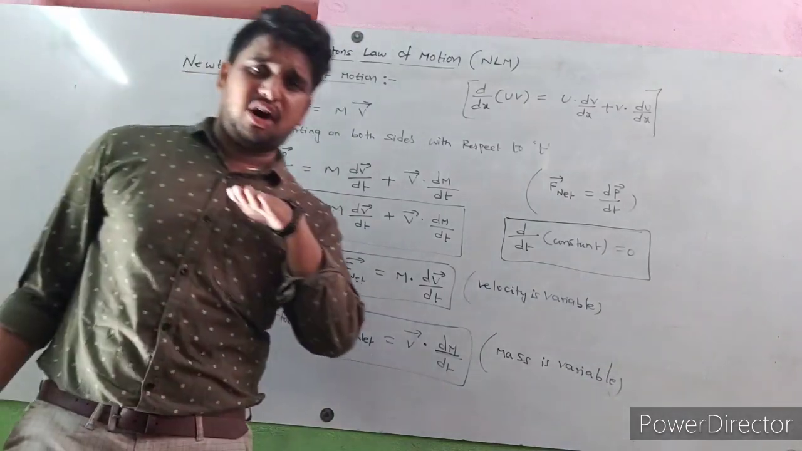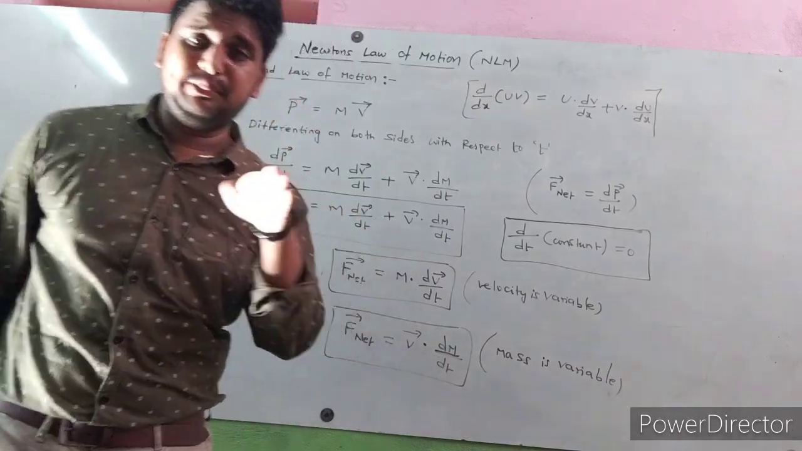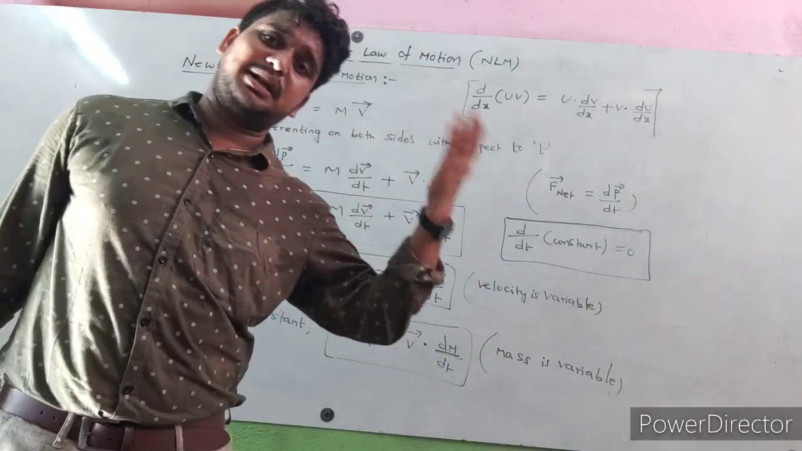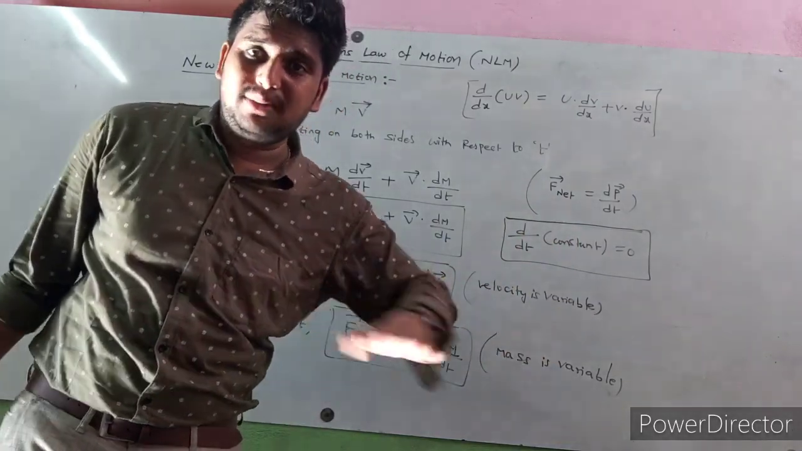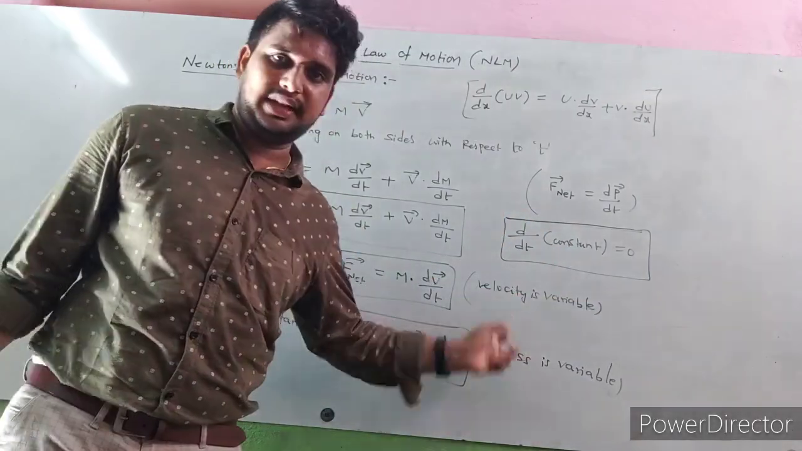For example, a velocity variable case: if a car is moving on the road, initially with a speed of 50 meters per second, after some time it attains 60 meters per second, after some time 80 meters per second. Here velocity varies continuously, but the car's mass is constant. That is one best example where velocity varies.